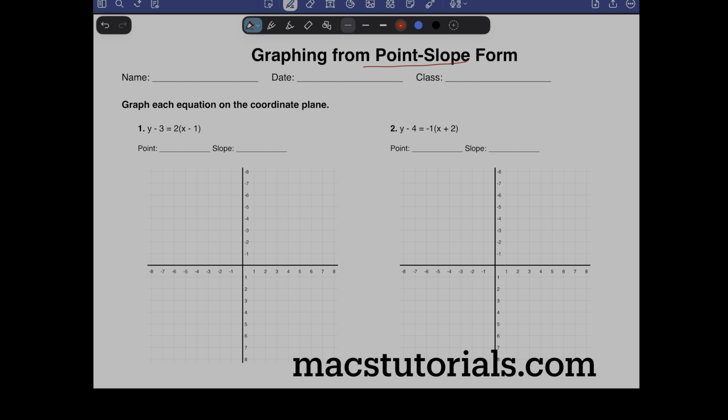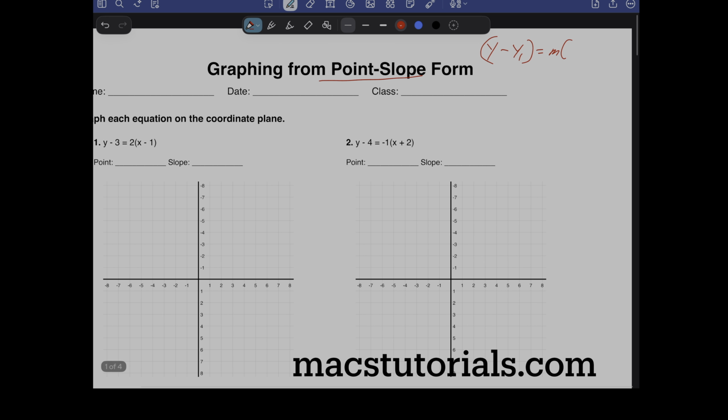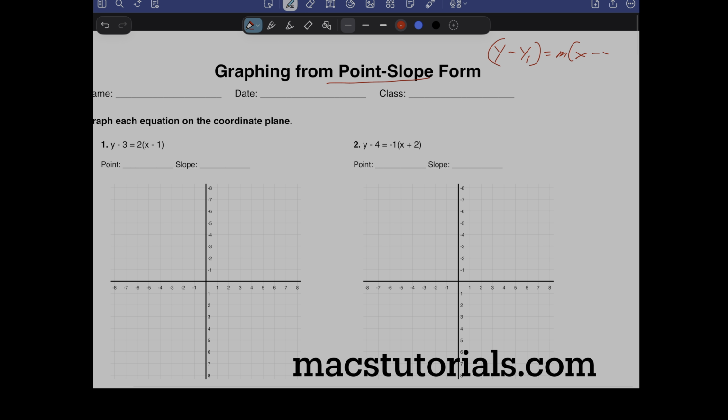The point slope form looks like this. It's going to be y minus y1 equals m, and then parentheses, x minus x1, okay? Sometimes they don't put the y's in the parentheses, but that's standard to do. If they don't, it means the same thing, okay? So let's talk about how this works.